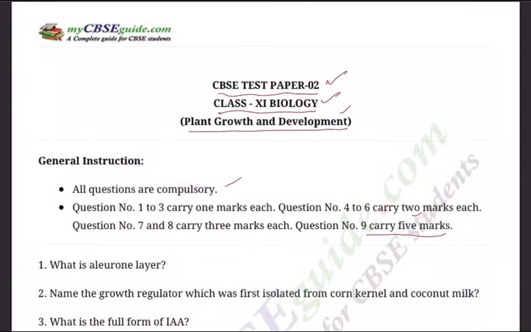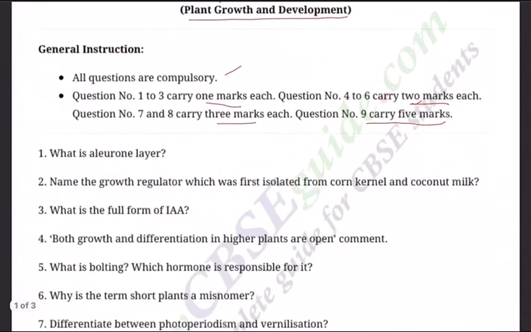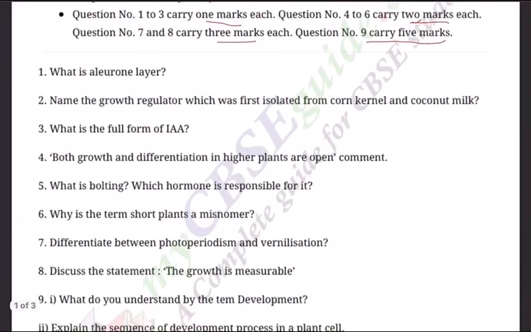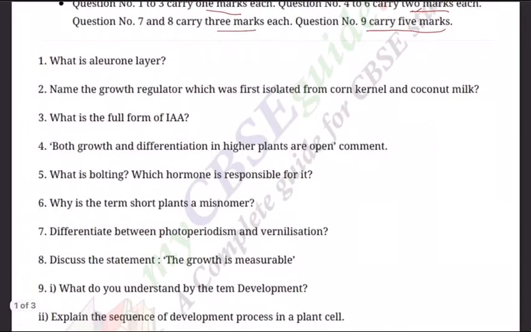General instructions: all questions compulsory. Question numbers 1 to 3 carry 1 mark. Question numbers 4 to 6 carry 2 marks. Question numbers 7 and 8 carry 3 marks, and of course a long answer type question, number 9. Now first we go to the questions, followed by the answers.